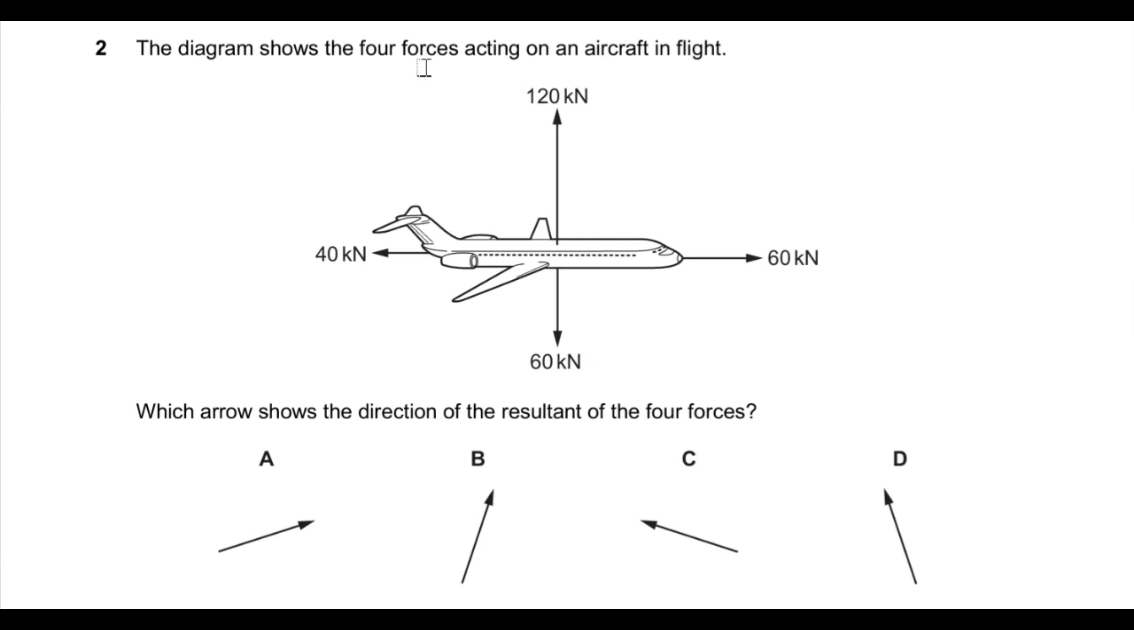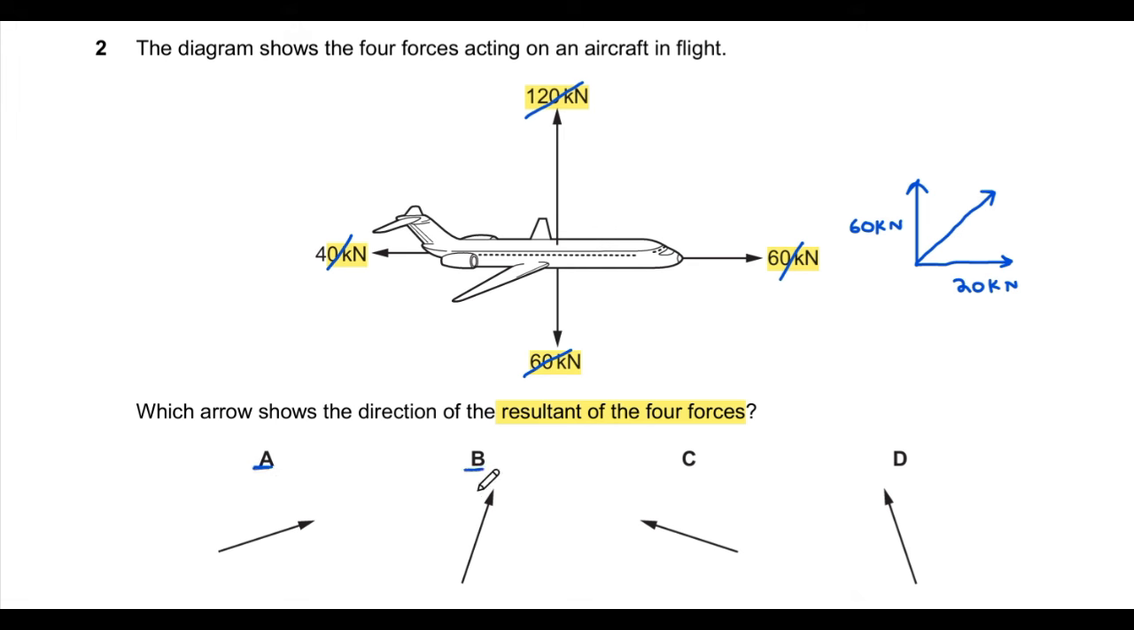Second question says the diagram shows 4 forces acting on aircraft. 40 kilonewton this side, 60 kilonewton this side, 120 kilonewton above and 60 kilonewton down. Which arrow shows the direction of the resultant of 4 forces? The 40 kilonewton will be cancelled out with the 60 kilonewton at right, and there would be only 20 kilonewton of force acting at right side. This 60 can be cancelled out with this 120 kilonewton, and there would be only 60 kilonewton of force acting upward. Now to get the resultant, it would be like this.